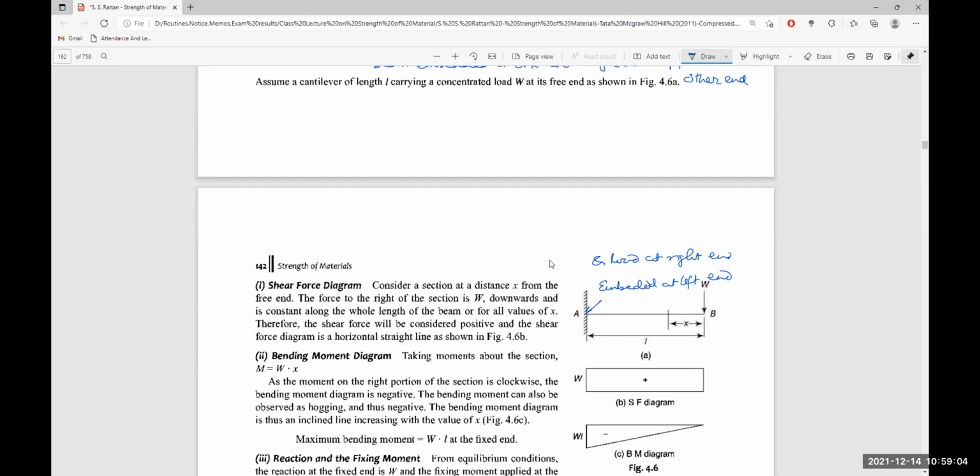This is X. Now, from the free end, the force to the right of the section is W downwards and is constant along the whole length of the beam for all values of X. So shear force is considered positive, and the shear force diagram is a horizontal straight line, which is equal to W. The bending moment from this section is W into X, so M equals W into X, the load multiplied by the distance.